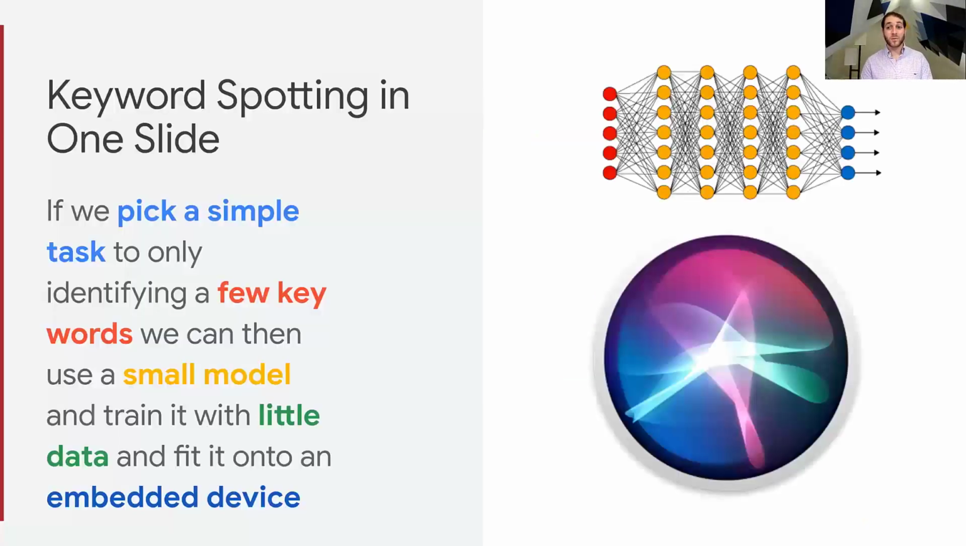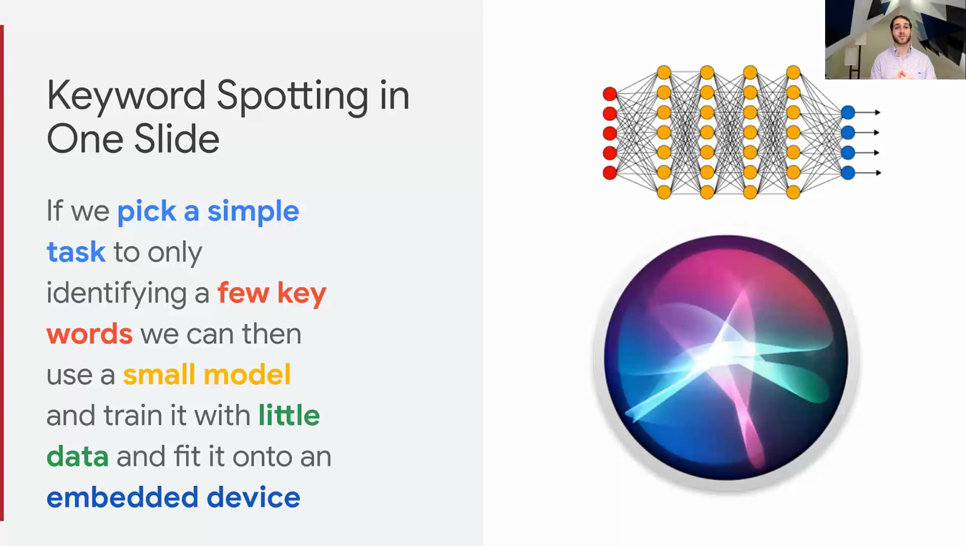So keyword spotting in one slide. What are we doing today? We are going to take a relatively simple task. We're not translating the world. We're not creating Siri to understand and know everything. What we're doing is we're trying to identify a few keywords, which will allow us to use a small model, train it with very little data, and fit it onto an embedded device. And the kind of model we're trying to train is just the model that understands, okay, Google, hey Alexa, hey Siri. I'm sure I lit up a bunch of your phones. I'm sorry. But the basic commands there.